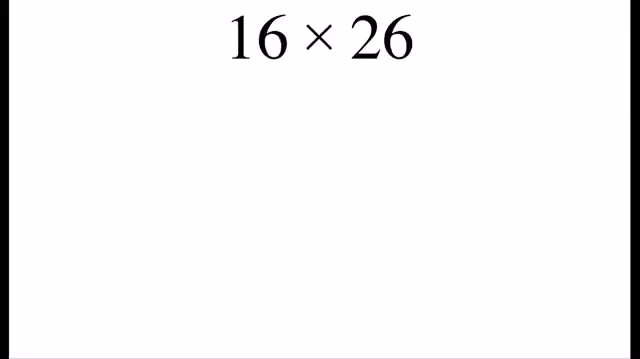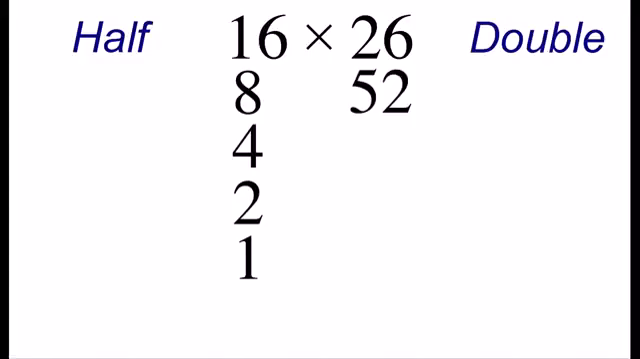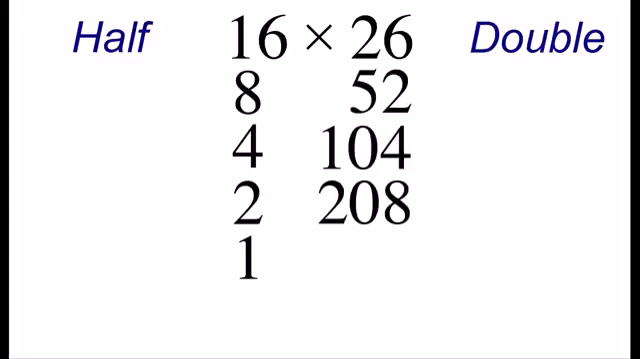Let's do another example to see how this method works. Let's say you wanted to do 16 times 26. The first step is to divide the number on the left in half repeatedly. So dividing 16 in half, we get 8, and then 4, 2, and finally 1. We take the number on the right, and we repeatedly double it. So from 26 we get 52, 104, 208, and 416.